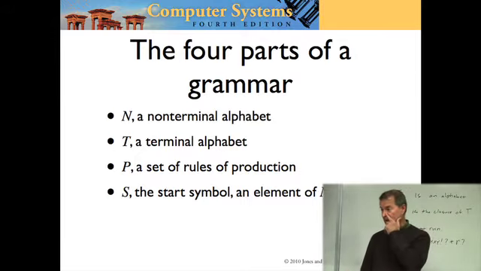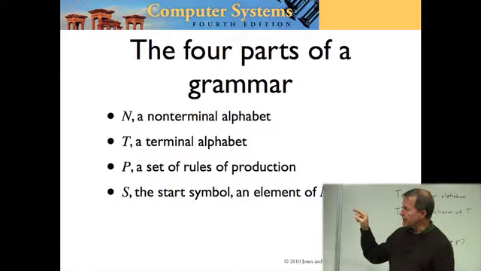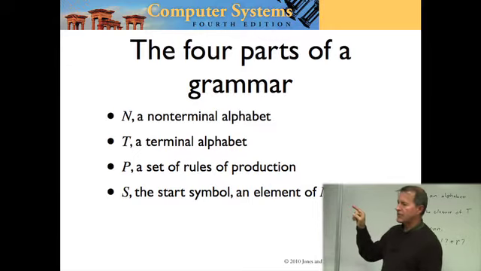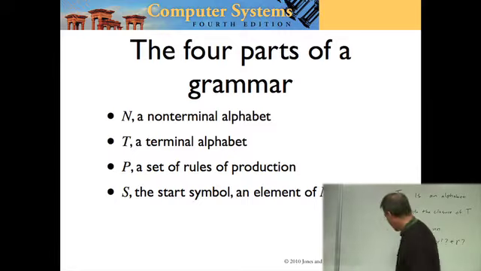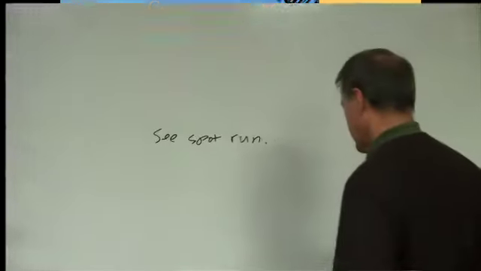Okay, now let's talk about each one of these individually. The first one, the non-terminal alphabet, is not what we looked at in the previous slide. The alphabets that we were looking at were examples of T, the terminal characters. Now N are non-terminal characters. You never see elements of N when you actually look at a sentence. For example, let's take a look at this English sentence right here: see spot run.